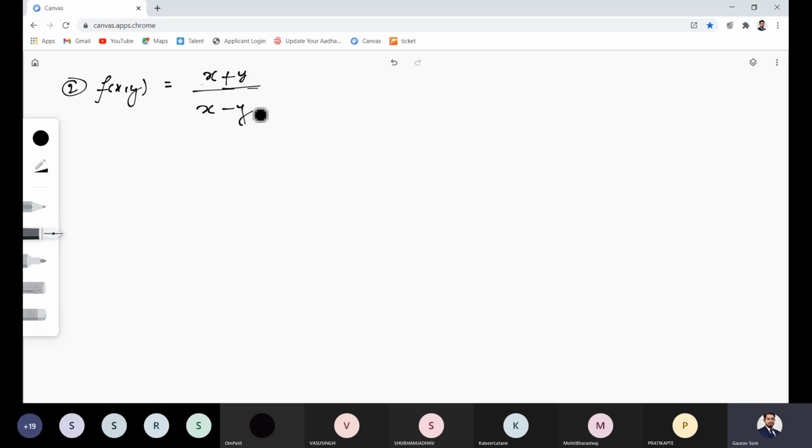Yes, Pratik. I'm not sure, sir. Okay, so go with your basic definition then. Yes. Sir, I think it is homogeneous with degree 1.